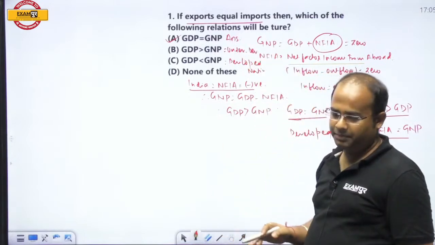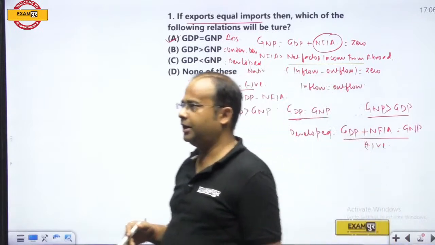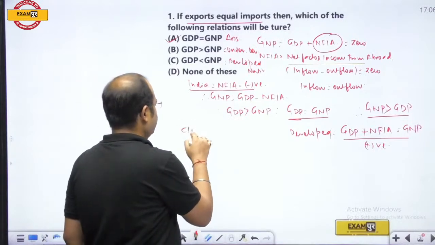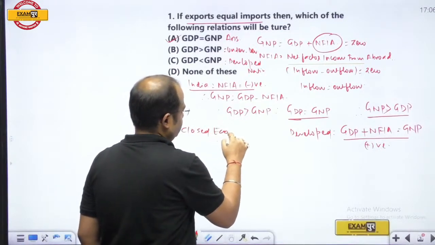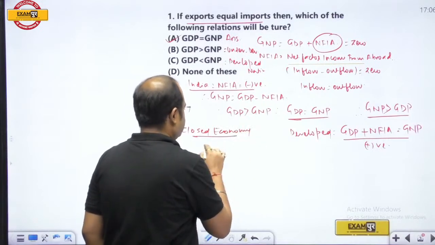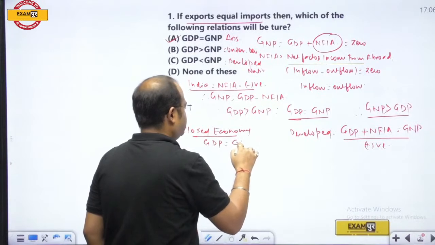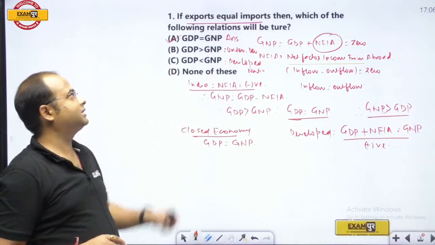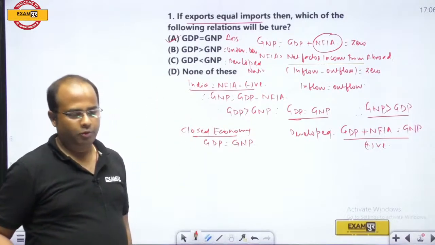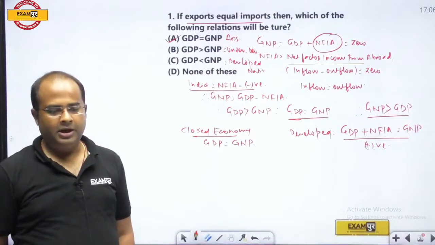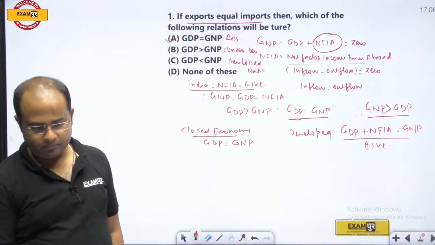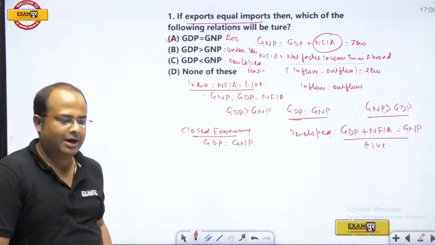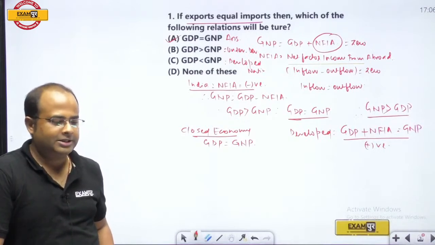And for a country which is completely a closed economy, GDP is equal to GNP. For a closed economy, GDP is equal to GNP. So the correct answer will be, guys, option A. I hope it is clear to all of you. Please tell me, is that understood by everyone? I am on one side of the smart board so that you can see it and understand it properly. Is that clear?